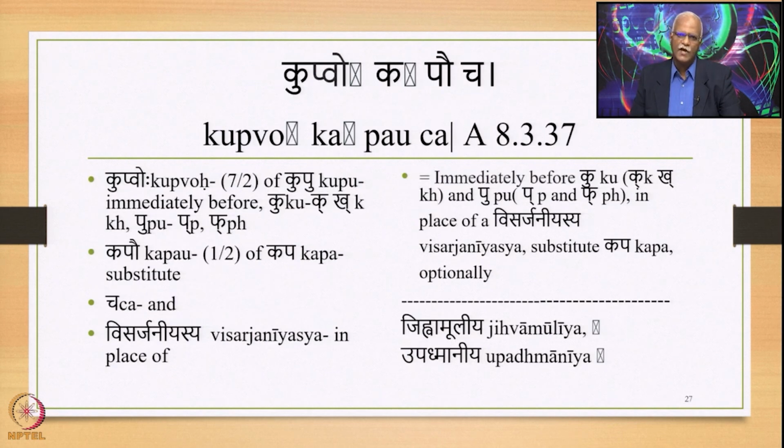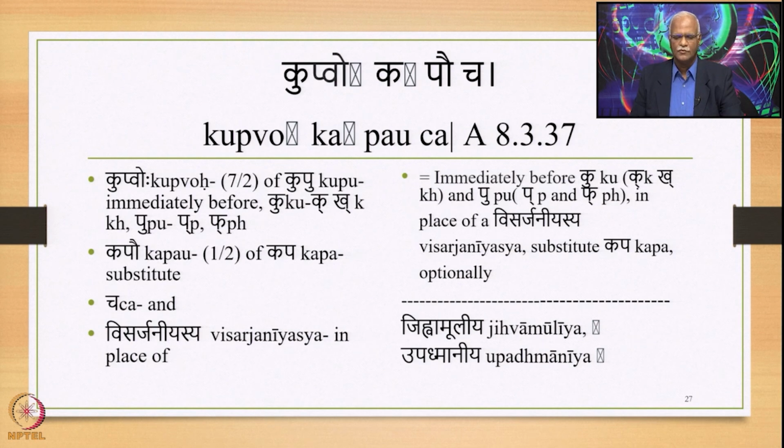Finally, we have an important sutra, Kupvoh Paucha, in which Jivhamuliya and Upadmaniya are mentioned as the substitutes in place of the Visarjaniya. So in this sutra there are 3 padas, Kupoho, Kahpau and Cha. Kupvoho is 7/2 of Kupu, that is immediately before Ku and Pu. Kahpau is 1/2 of Kahpa, which is a substitute. Cha means and. Visarjaniyasya is 6/1 of Visarjaniya, meaning in place of.